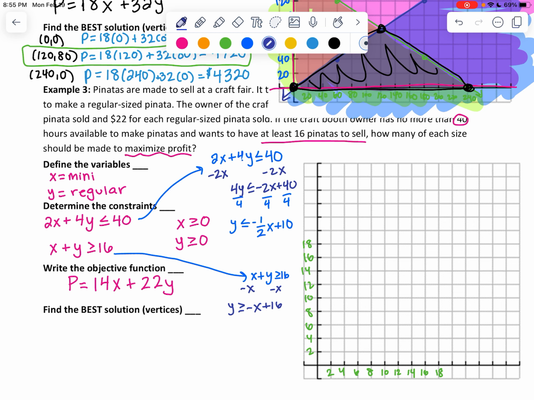And I'm going to go ahead and graph the first one. Y is less than or equal to negative 1/2 x plus 10. So we're going to start at the y-intercept of 10 and use the slope of negative 1/2. So down 1 over 2, down 1 over 2, down 1 over 2, down 1 over 2, and down 1 over 2. And we have our first constraint graphed, and let's go ahead and shade for that one. Y is less than or equal to the equation, and so we're going to shade below the line here.